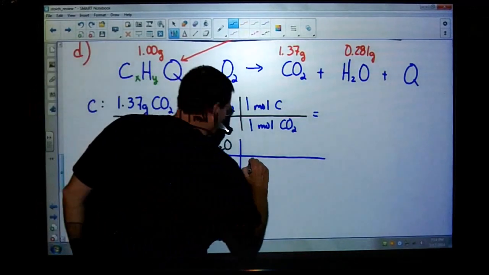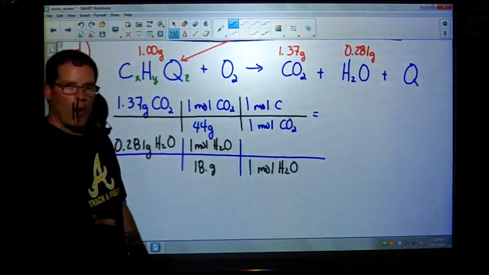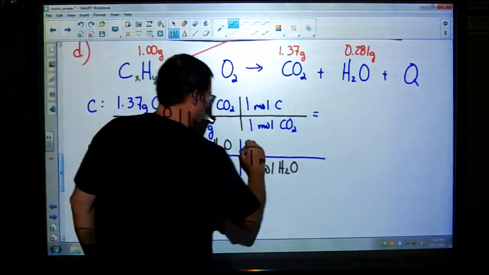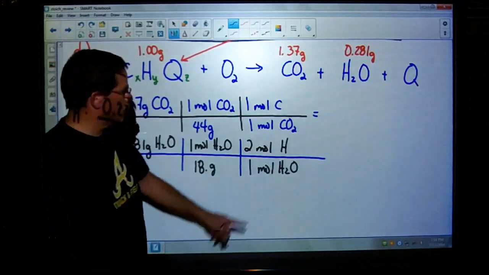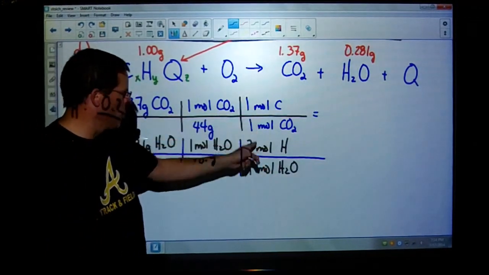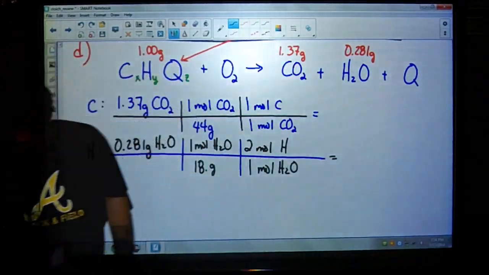So in 1 mole of water, how many moles of hydrogen do we have? Very good, 2. 2 moles of hydrogen. How do you know that? Because your subscript 2 says so. So in every water molecule, you have 2 hydrogen atoms. Okay, let's get some values for that first of all.